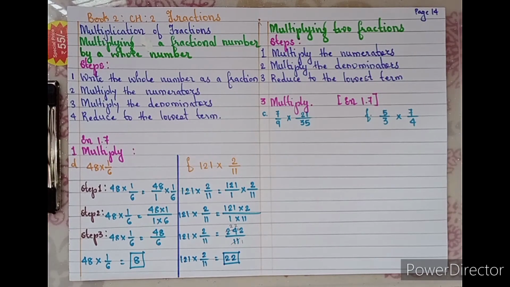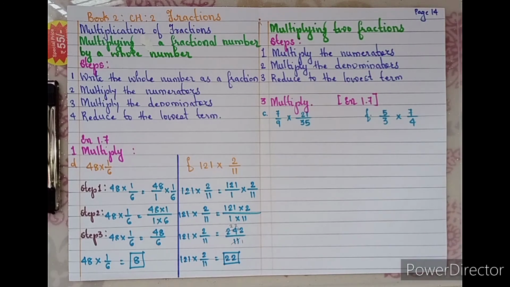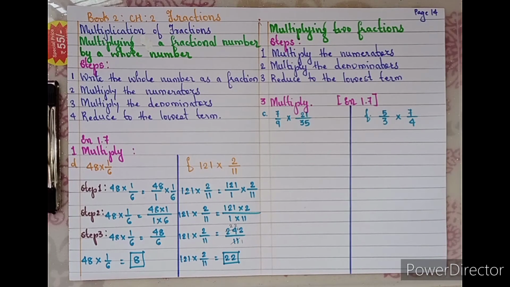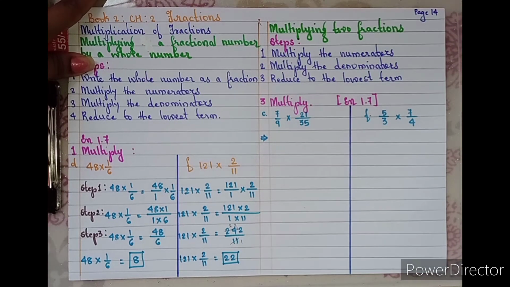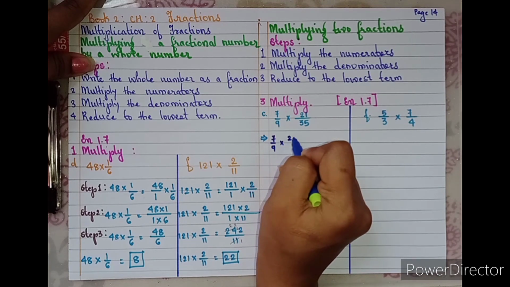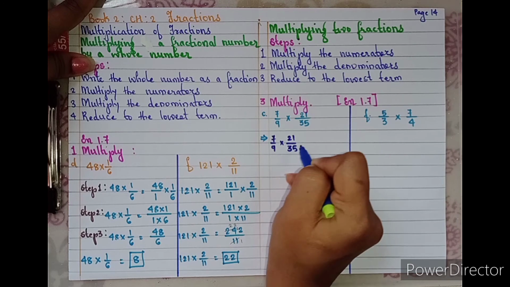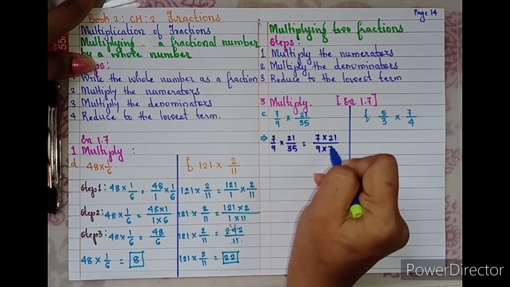Okay, so now let's see, what if two fractions are there? Multiplying two fractions. Steps: multiply the numerators, multiply the denominators, reduce to the lowest term. So this is very simple. We have to directly multiply the numerator and denominator, and then reduce it to the lowest term. Let's go ahead. 7 by 9 into 21 upon 35 equals 7 into 21 divided by 9 into 35.